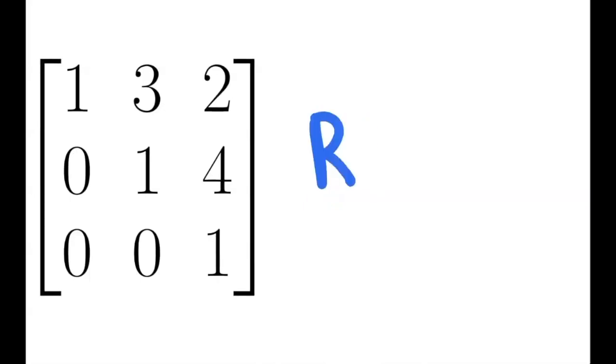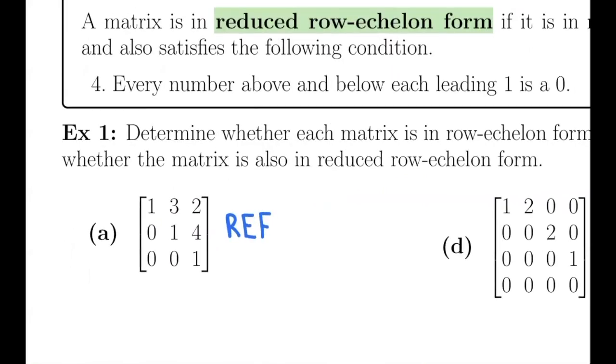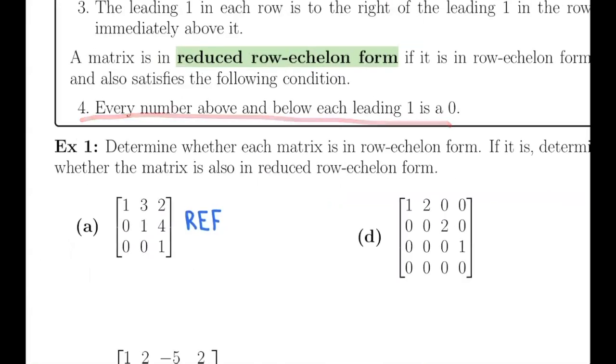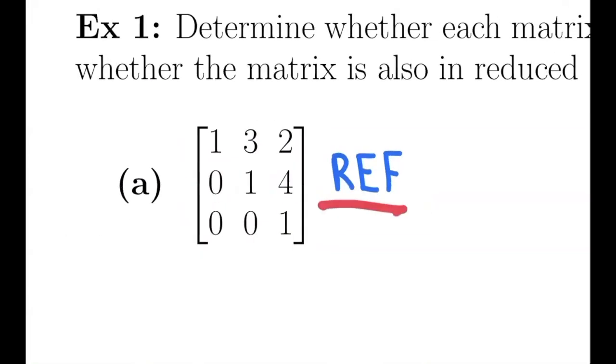I do not, however, think it is in reduced row echelon form because there are non-zero entries in these columns, the leading ones. Exactly. For it to be in reduced row echelon form, you can see this condition here says that every number above and below each leading one is 0. You can see in the second and third columns, above the leading one, it's not all zeros. So this is only row echelon form. So I'm going to write REF.